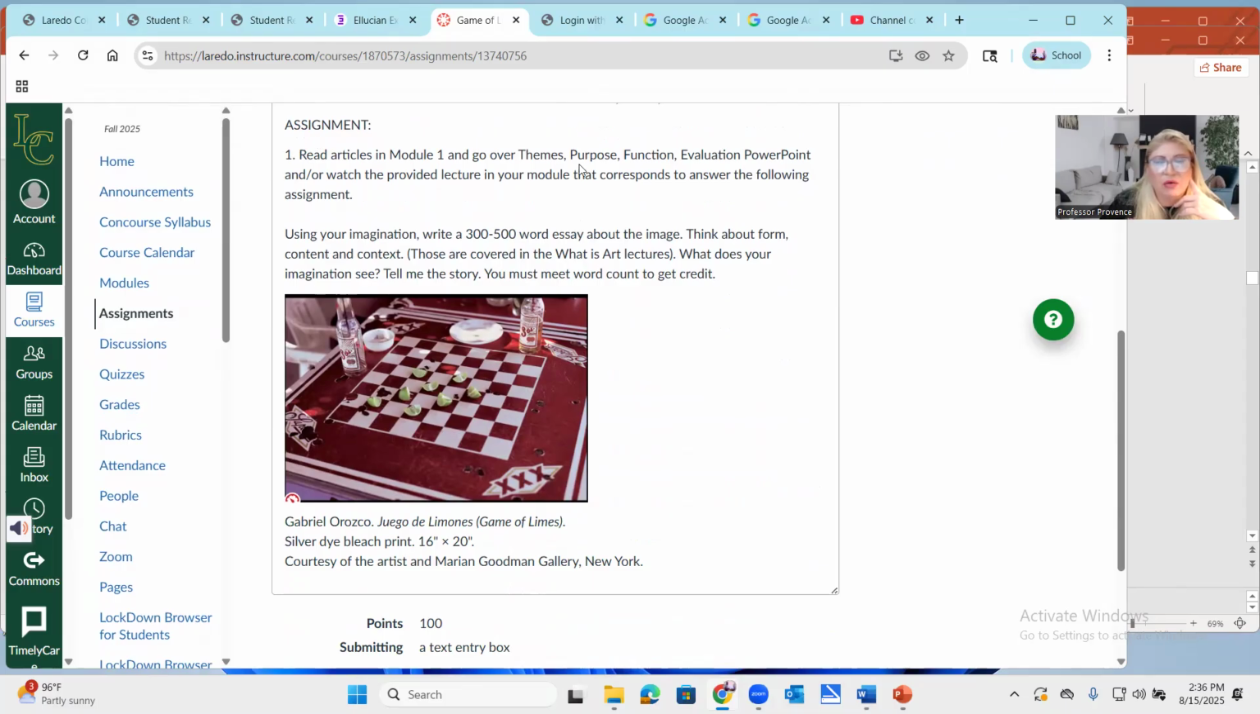So read articles in Module 1 and go over themes, purpose, function, evaluation, PowerPoint, and/or watch the provided lecture, which is what you're doing right now, in your module that corresponds to answer the following assignment. So using your imagination, write a 300 to 500 word essay about the image. Think about form, content, and context. Now, those were covered in the What is Art lectures.